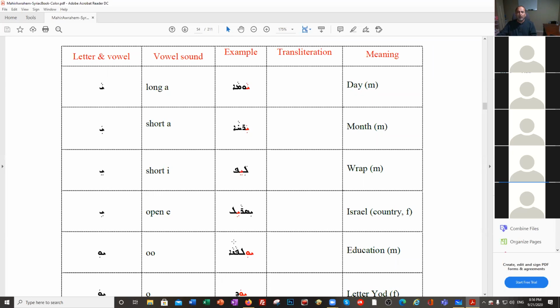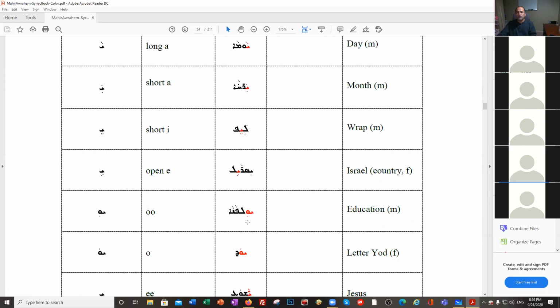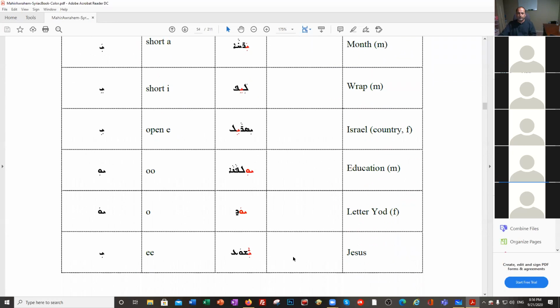Next one, Yulpana, Yo, Yod, the letter Yod. Sometimes it's pronounced Yod, so it doesn't matter, Yod or Yod. And finally, Isha. Do you see here the Alap? It should be I, Alap E, Isha, but we put the Alap here for Isha. Jesus.